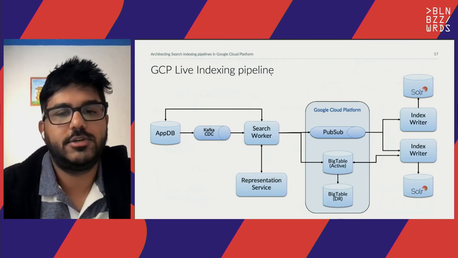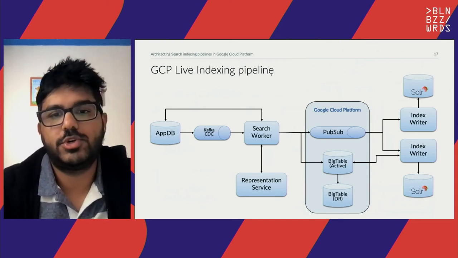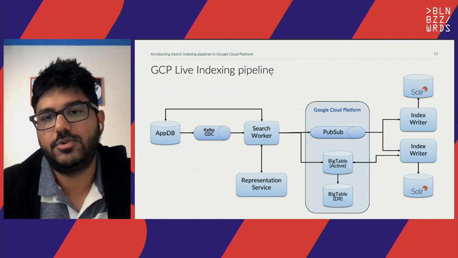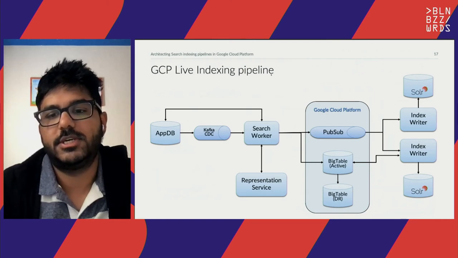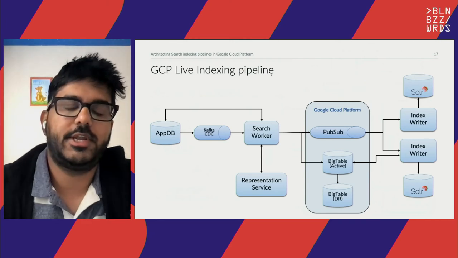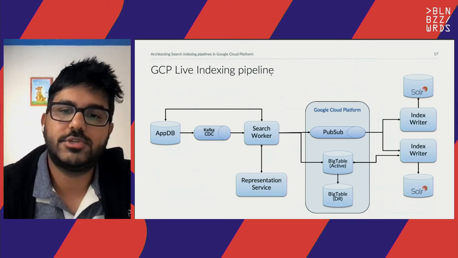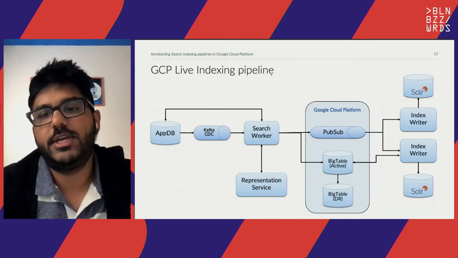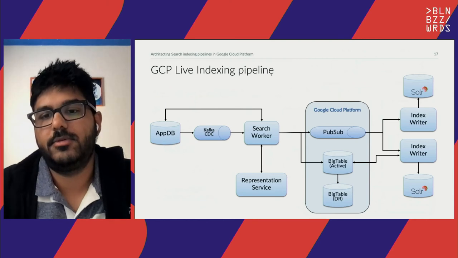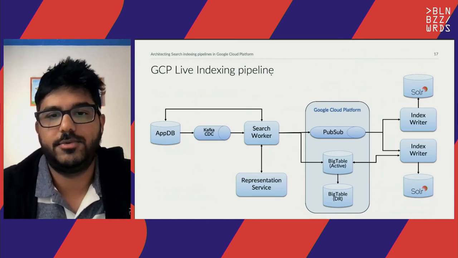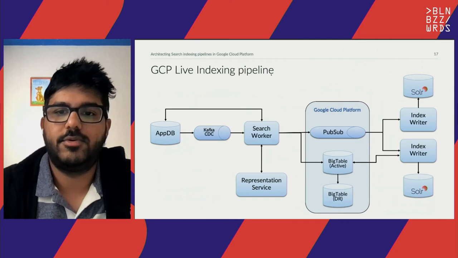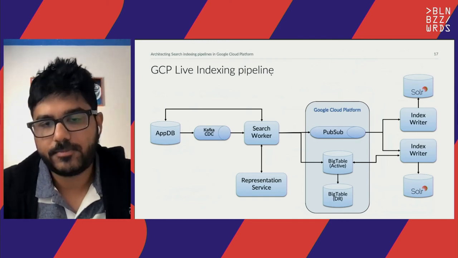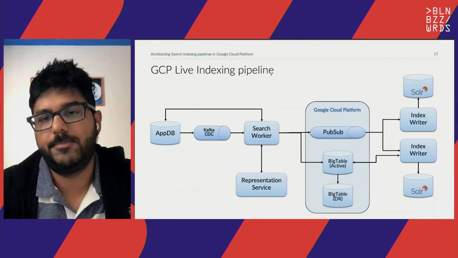The initial part continues to be the same. The search worker, instead of writing directly to Solr, now first writes to Bigtable. The Bigtable instance is deployed as two clusters, which are in different Google regions to ensure high DR and HA. Internally, the data is replicated by Bigtable from the active node to the DR node. Search worker writes to the active node, and once the write is successful, it writes an event to PubSub.